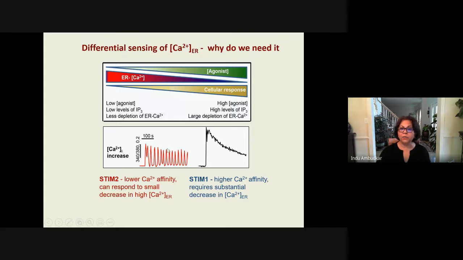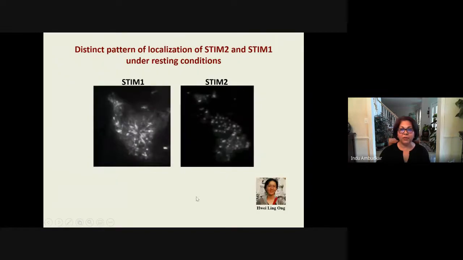So how does the SOCE now work under these conditions? And why do we need differential sensing of the ER calcium concentration? This is where the Stim proteins come into play, at least that's our concept of how they work. Stim2, which has a lower calcium affinity, can respond to small decreases in ER calcium. Stim1, with a higher calcium affinity, requires a higher and more substantial depletion of ER calcium. So is that actually the case?